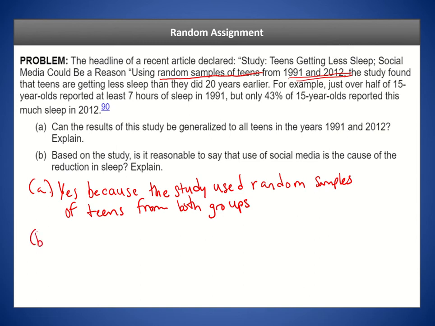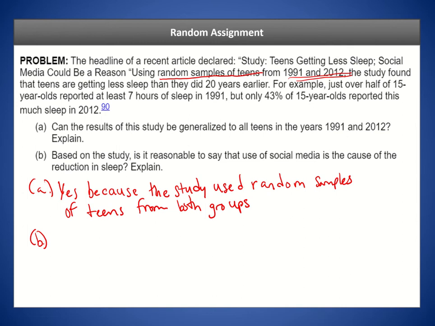Now, let's take a look at the second part. Based on the study, is it reasonable to say that the use of social media is the cause of the reduction in sleep? So we know that teens are getting less sleep. According to this, we can generalize it: teens are getting less sleep based on the random samples that they took. So that's a problem, we don't want teens getting less sleep. But can we identify the root cause as social media? That is what we want to find out.